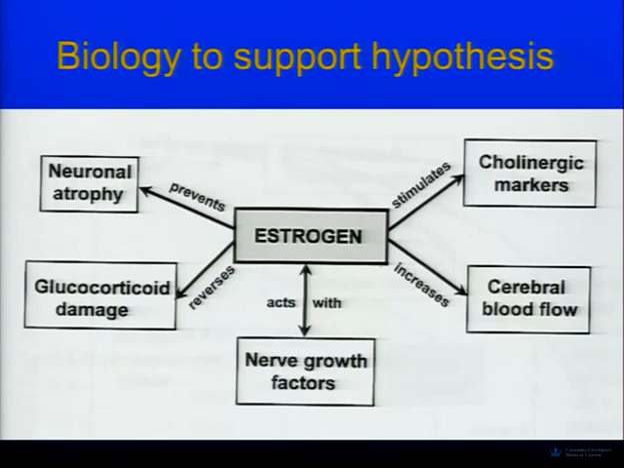And they went on to think about the biology. Well, what about estrogen could be impacting whether or not someone gets Alzheimer's? So looking at the various biologic pathways, they knew that it stimulates cholinergic markers, increases cerebral blood flow, it acts with nerve growth factors, it reverses glucocorticoid damage, and it prevents neuronal apathy. So on the basis of all of this, they said, okay, it seems like there's an association here.